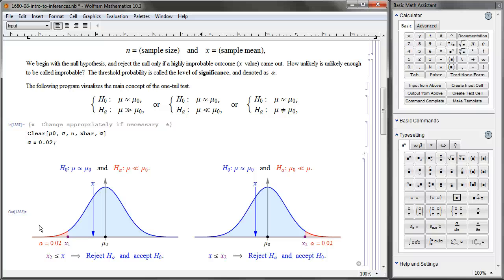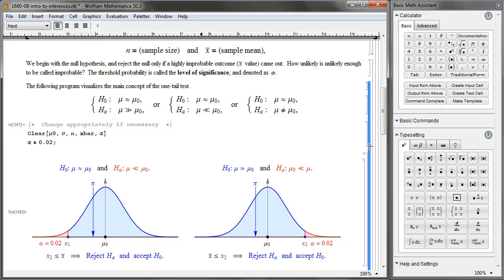It became a little bit more difficult to reject the null hypothesis because it's going to be a little bit more likely that x bar will come pretty close to mu naught. In this case, x bar is close enough to mu naught, close enough to null, so we're going to select null and reject alternative.